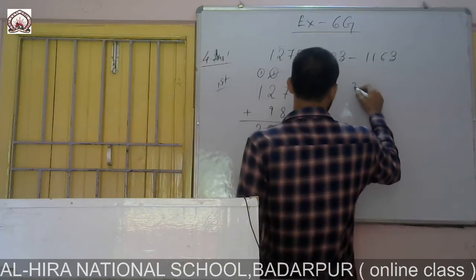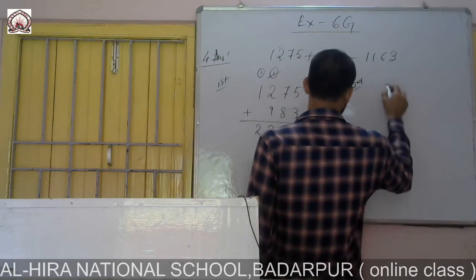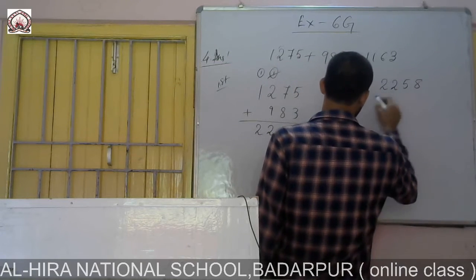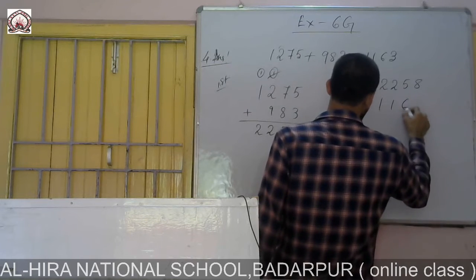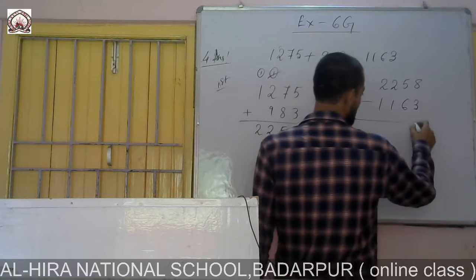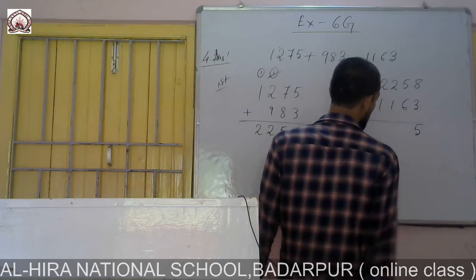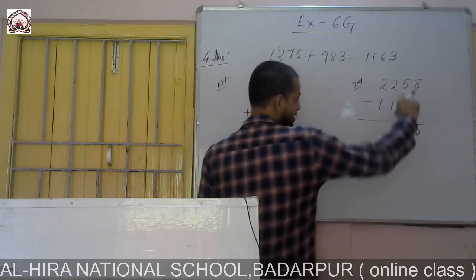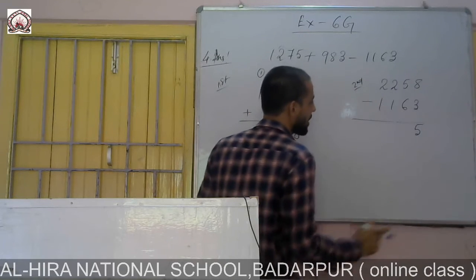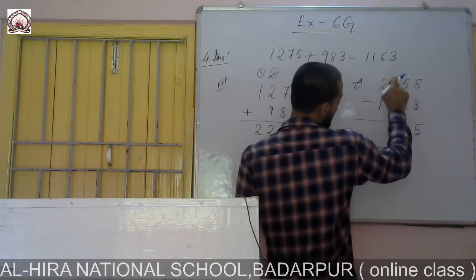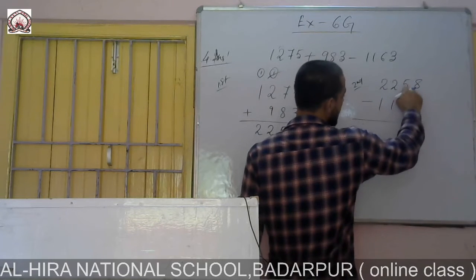So here in the second part you write 2258 minus 1163. After subtracting this number we will get the result. 8 minus 3 equals 5, in ones place. Next, in tens place, we cannot subtract 6 from 5. So what do we have to do? We have to carry 1 from the hundreds place. If we carry 1 from the hundreds place, we will get 15.